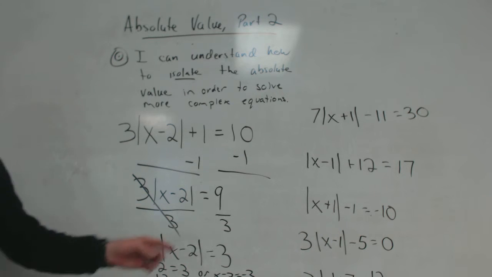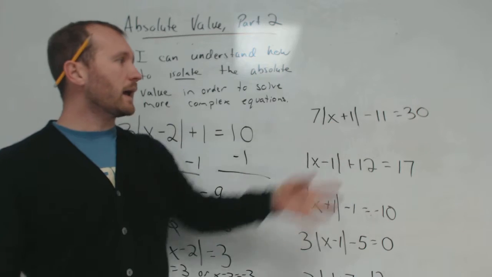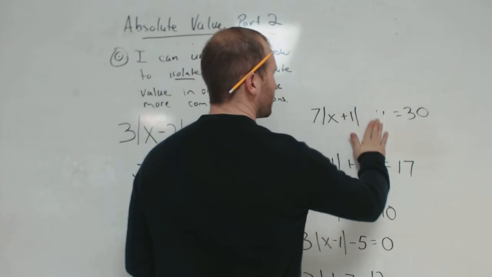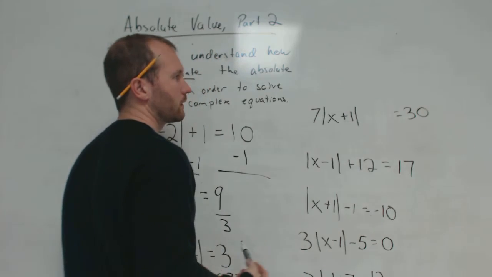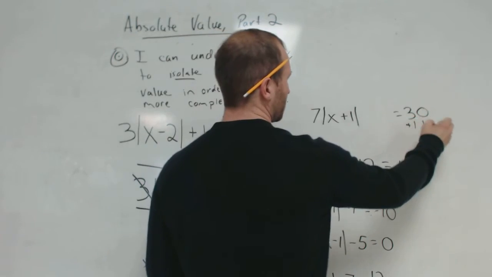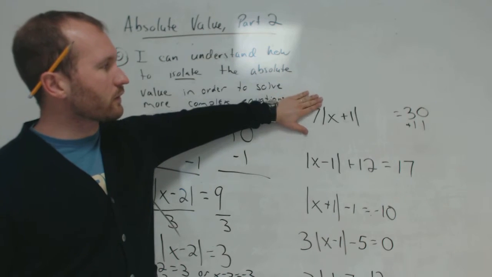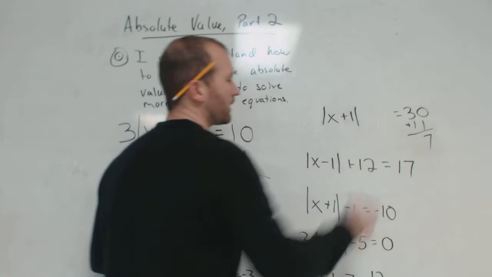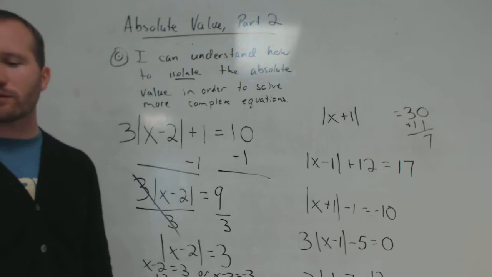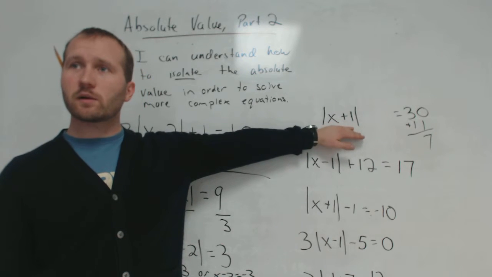Okay, what would be my first 2 steps to solving this one? Add 11. Add 11, right? So I get rid of that. And then you add 11 to 30. So that's 41. And then what would I do after that? Divide by 7. Divide by 7, right? We did wind up with some weird number over there, but that's okay. So then we'd have the absolute value of x plus 1 all alone.